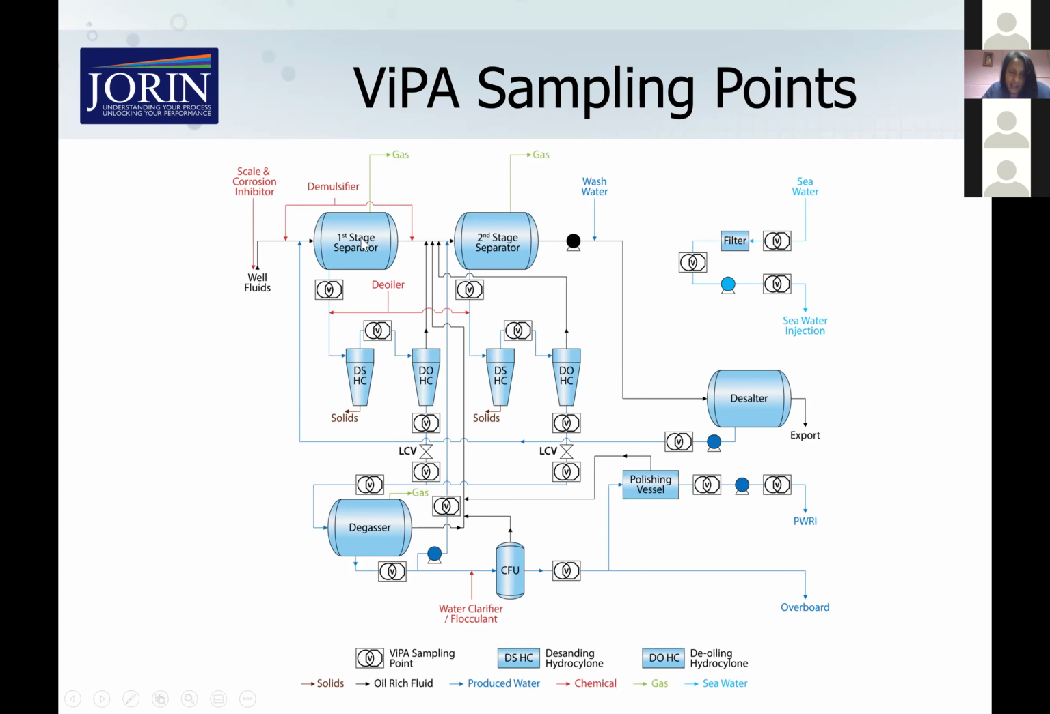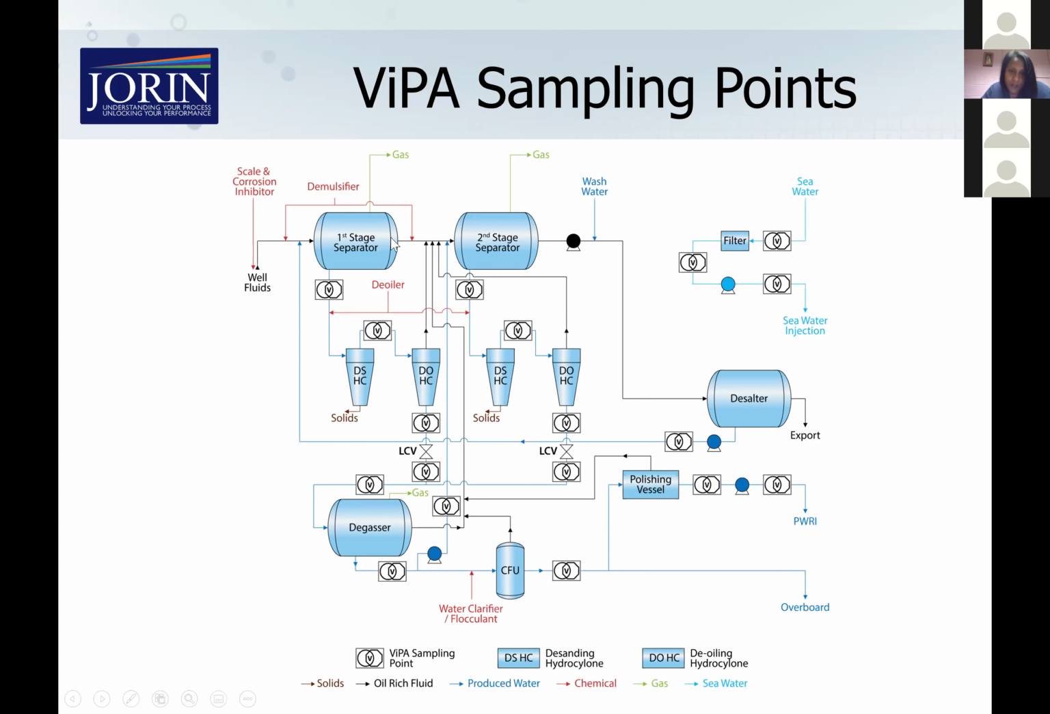So there's a slug that's come through, if ViPA is saying your oil concentrations are going up, that water, instead of going through the hydrocyclones and through the degasser all the way through back to either reinjection or overboard, can be recycled to the second stage separator, for example. So that early warning gives you the time to react.